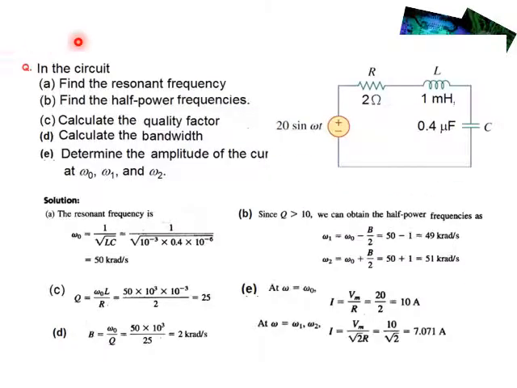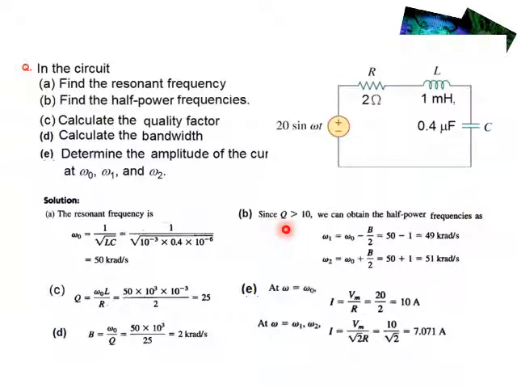Okay, so this example is the same as the previous example. It is shown in one page only. So in the same circuit, find the resonant frequency, find the half power frequencies, calculate the quality factor Q, calculate the bandwidth, and determine the amplitude of the current. So A, resonant frequency, using this equation, 50 kiloradian per second. B, Q, this is using the approximation equation.